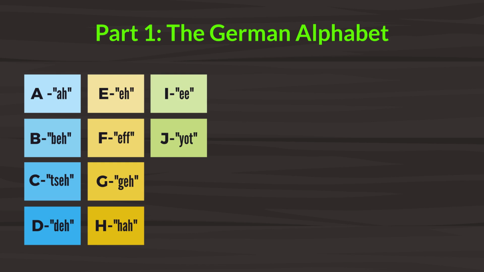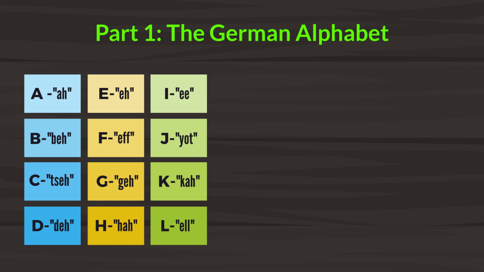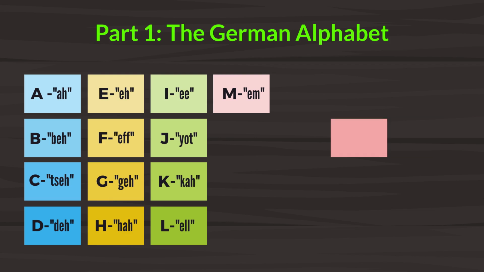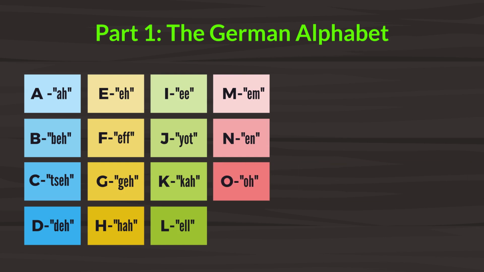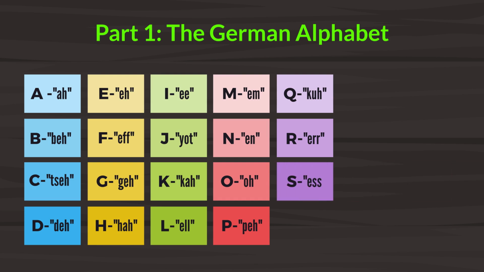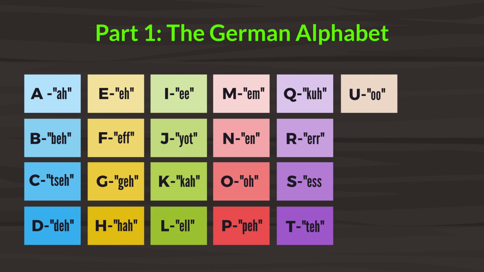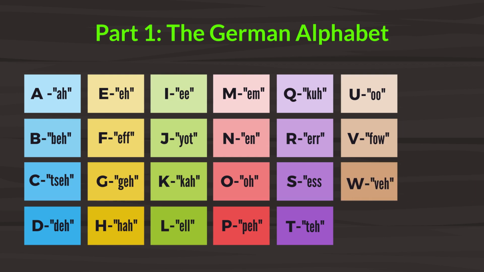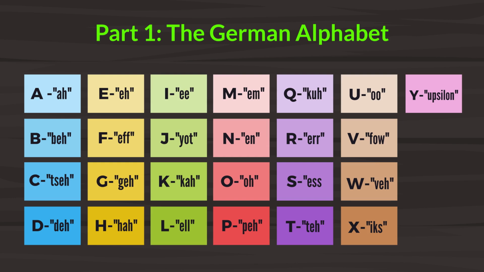J is pronounced like J. K is pronounced K. L is like L. M is pronounced M. N is like N. O is O. P is P. Q is pronounced Q. R is pronounced R. S is pronounced S. T is like T. U is pronounced like O. V is pronounced like V. W is pronounced like V. X is pronounced like X. Y is pronounced like Y. Z is pronounced like Z.